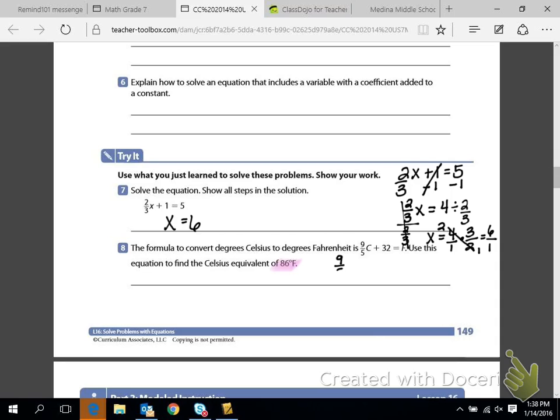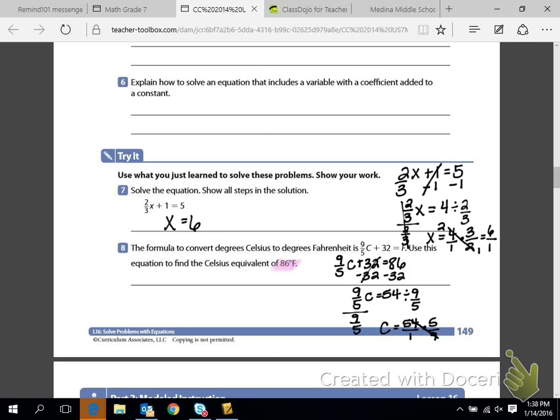We would have 9/5 Celsius plus 32 is equal to 86. We now would subtract our constant from both sides, leaving you with 9/5 Celsius is equal to 54. We then would divide by 9/5, and when you divide by 9/5, that is the same thing as multiplying by 5/9. So Celsius will be equal to 54 over 1 times 5 over 9. Here you can cross cancel.